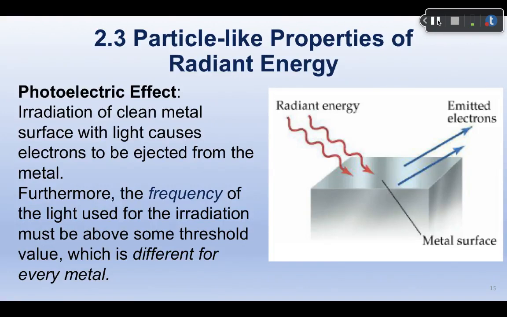All right, so there was this thing called the photoelectric effect that gave more clues to what was going on with atoms. It was discovered that irradiation, shining a bright light on a clean metal surface, causes electrons to be ejected from the metal. And the frequency of the light used for the irradiation had to be above a certain threshold value that was unique and different for every metal. In other words, you couldn't get electrons emitted unless it was the right frequency to eject those electrons from the surface of the metal.